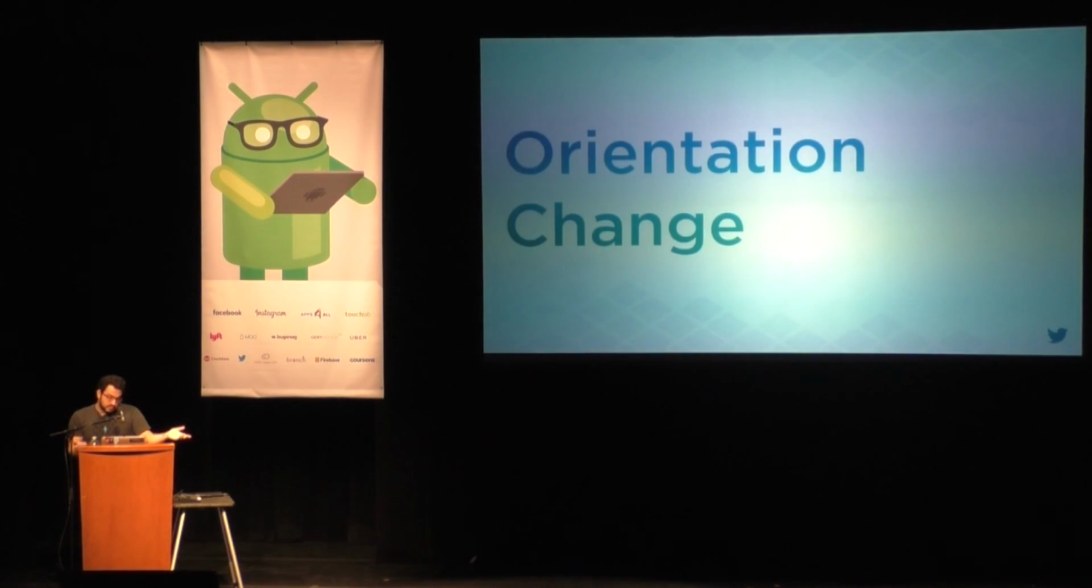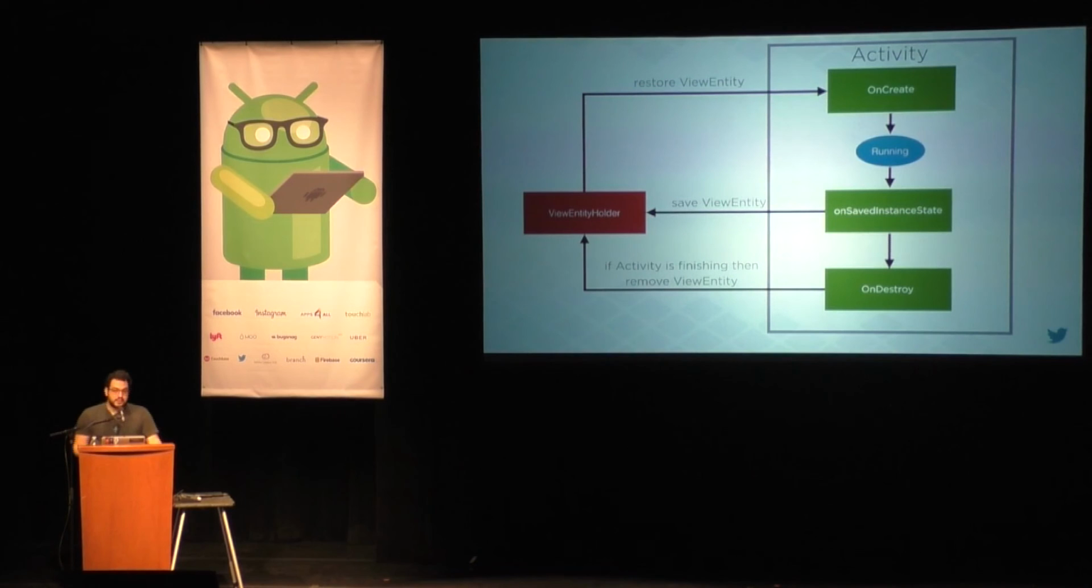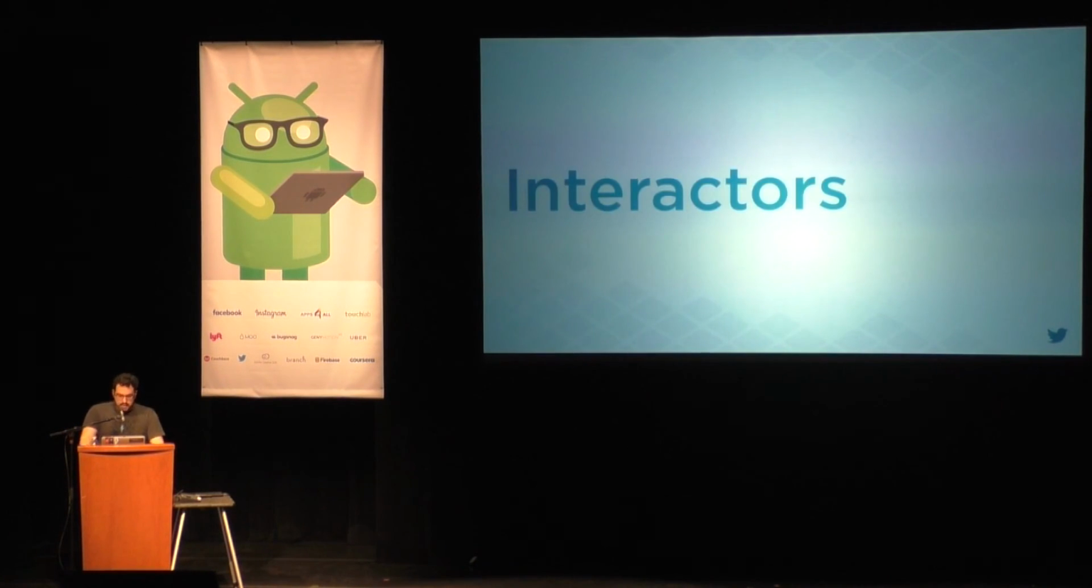And in orientation changes, you persist that view entity. It's the same idea, but this time only with a POJO, a really small POJO. Now let's talk about interactors.